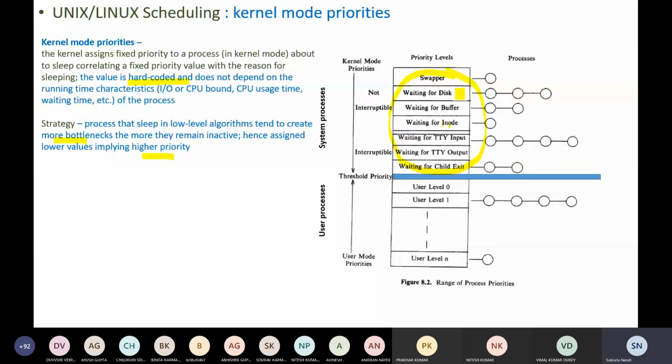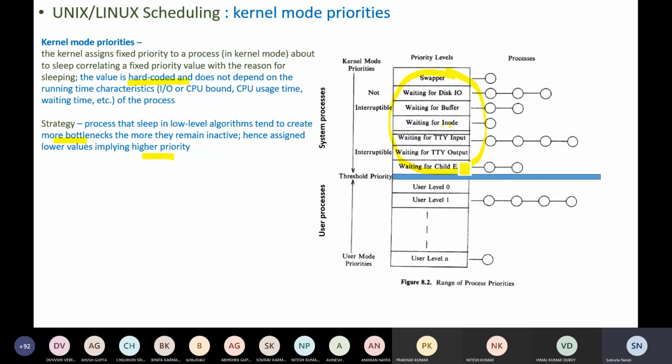So there can be simple intuitive reasons for assigning priorities for the different events for which the processes are sleeping. Got the point? And waiting for the child, nobody is waiting on that, it's an asynchronous activity. So that's why such processes are given the least priority in the kernel mode, among the system processes, in the kernel mode priorities.